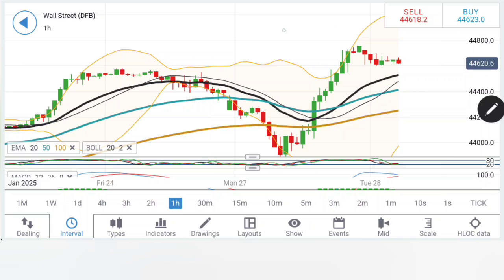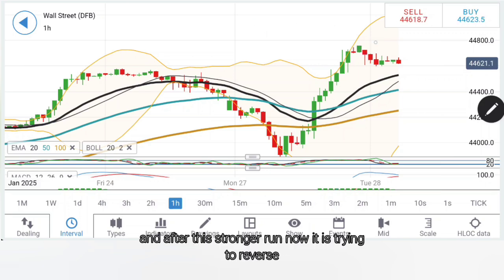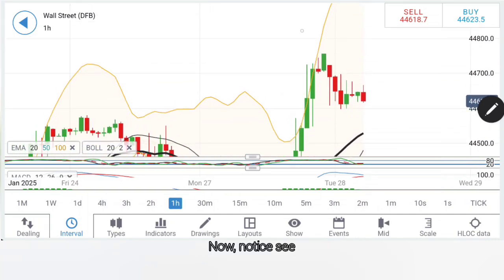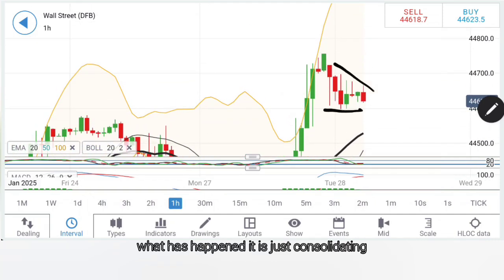Now look at US30. What a stronger run it has shown. And after this stronger run, now it is trying to reverse, trying to erase the gains here. Now notice, see what has happened. It is just consolidating with lower highs.